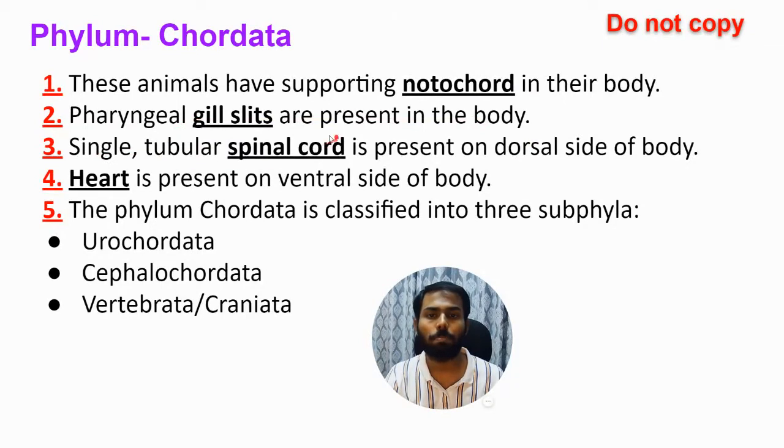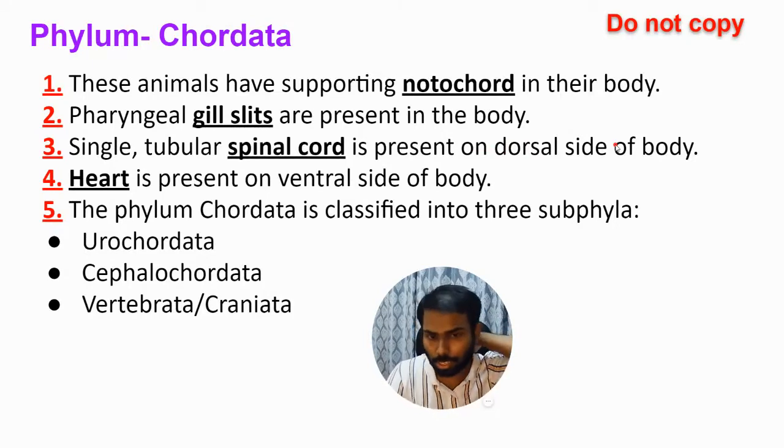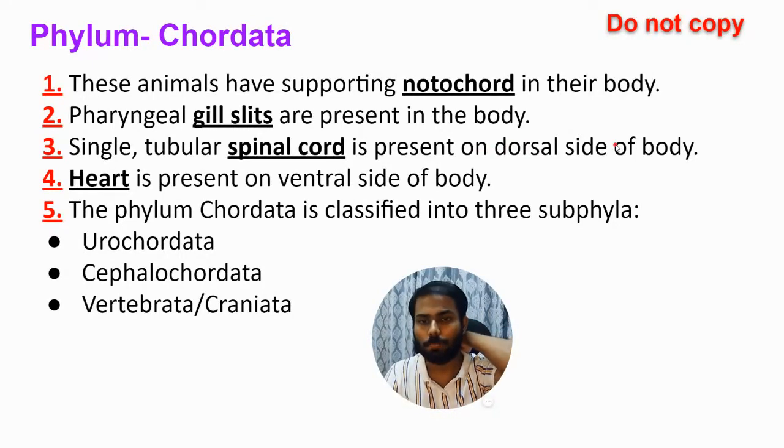A single tubular spinal cord is present on the dorsal side of the body. You know what spinal cord is, right? This cord at the back is known as the spinal cord. Dorsal side means the back side. The heart is present on the ventral side of the body. Ventral means the front side. On the front side you will have your heart.